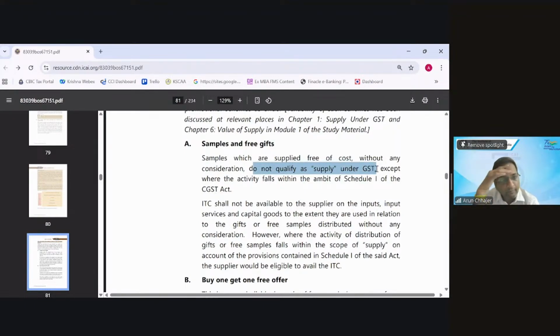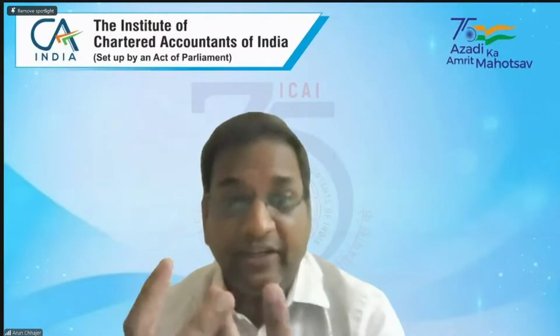Samples and gifts are free of consideration. You told me in the last class that Schedule 1 means supply even without consideration. So even if there is no consideration, the transaction will still be a supply. There are 4 paras. So ITC shall not be available on input services and capital goods to the extent they are used for gift or free sample. However, if the free sample activity becomes taxable by virtue of Schedule 1, I'm asking one very good example.